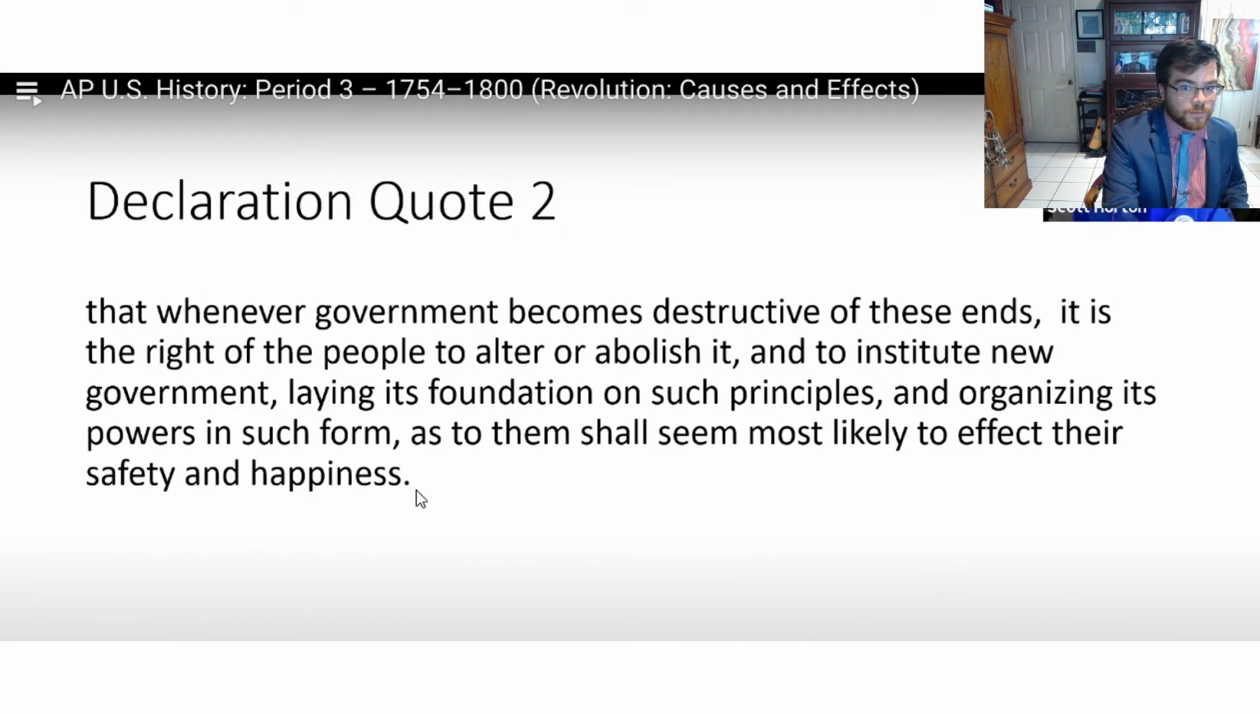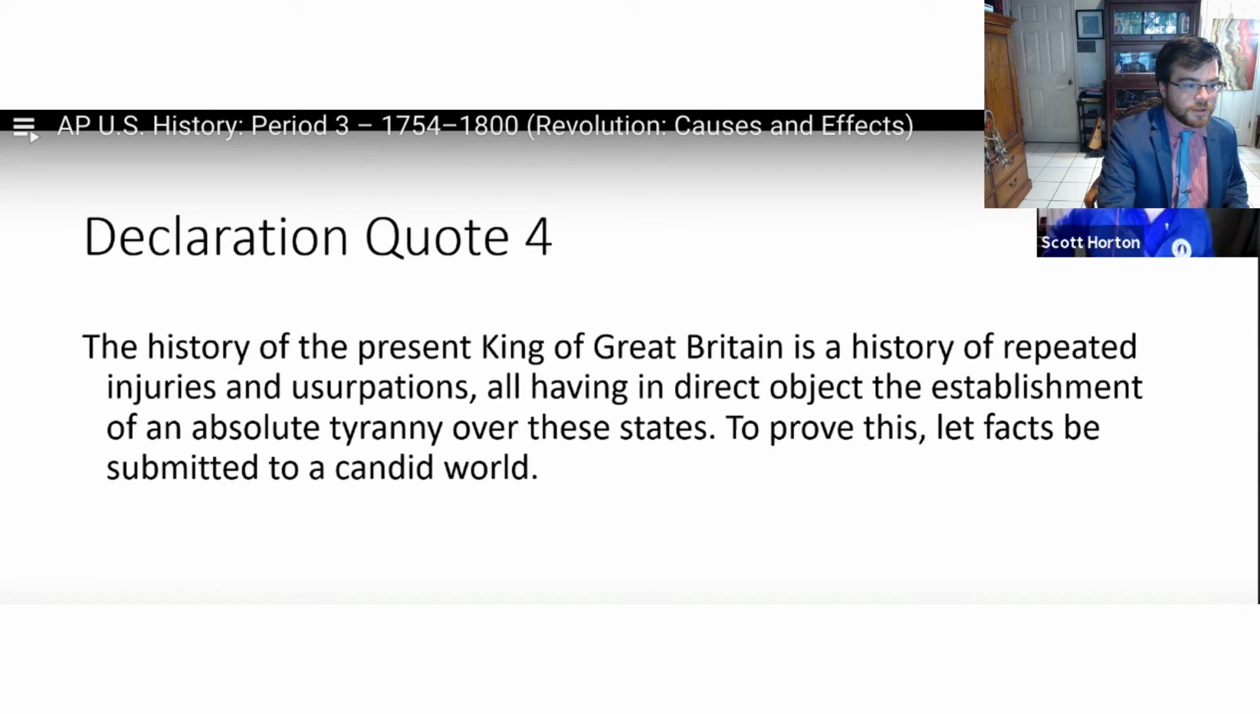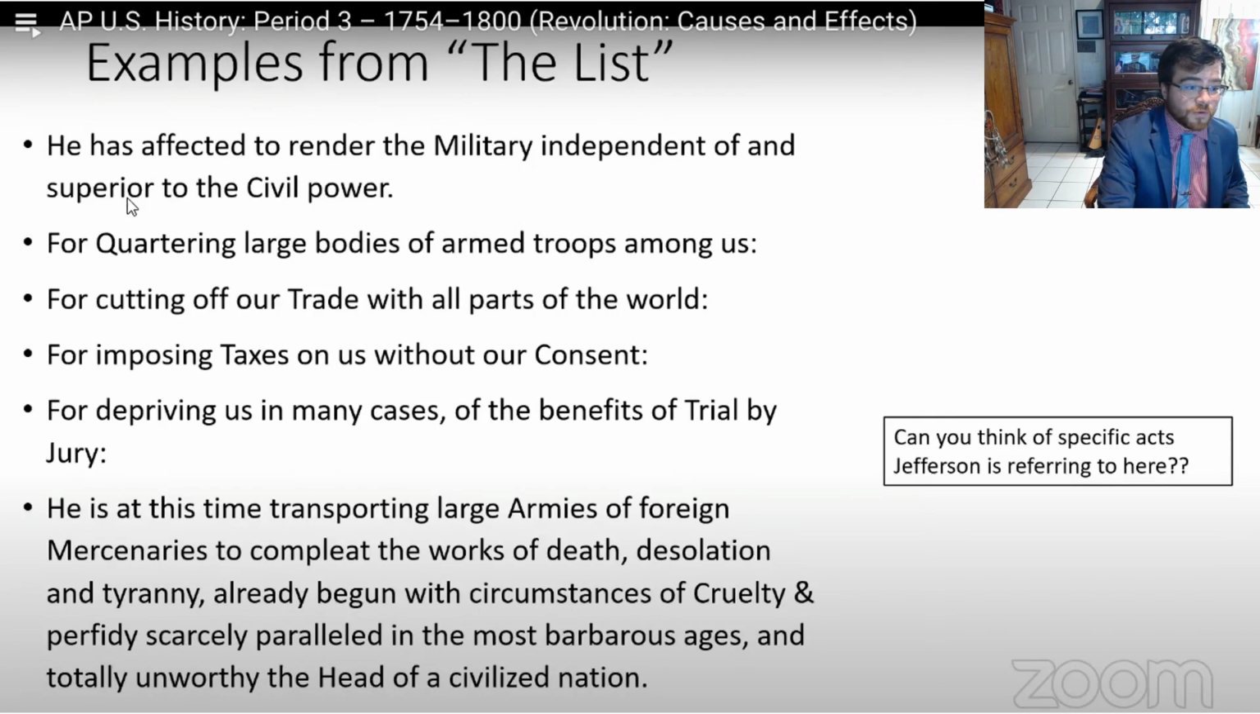Now, part two. So when the government's bad, guys, you need to change the government. Destroy it, make it better, make it new, get rid of it. Okay? So yeah, the British king is a tyrant. He's a dictator. This is bad. We can't be doing this. We have to make our own government that works for the people. Okay.